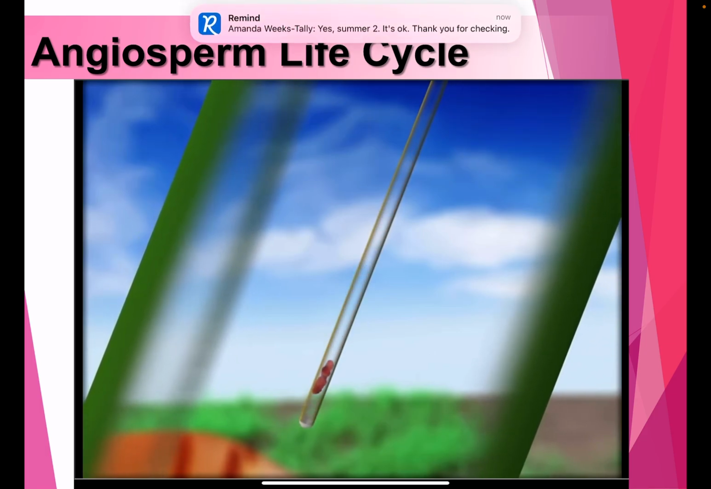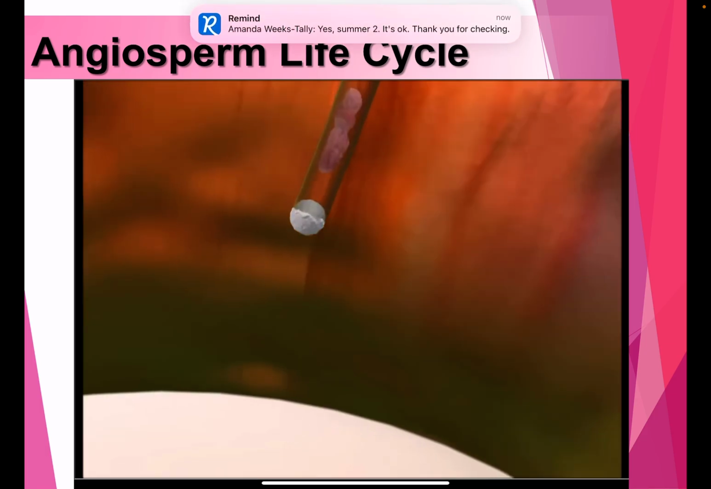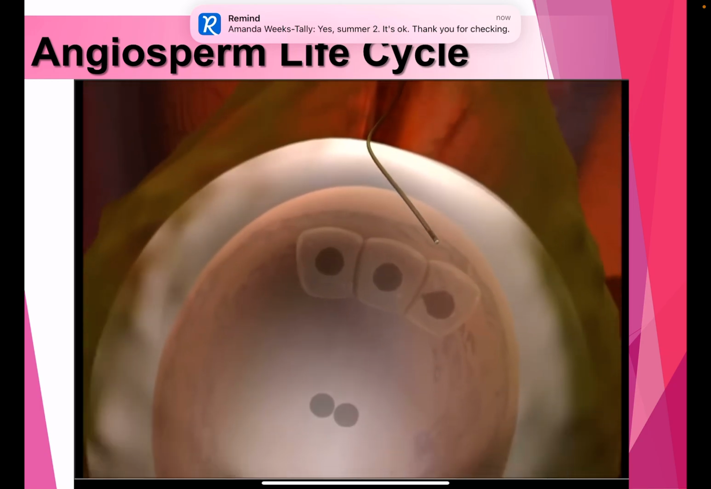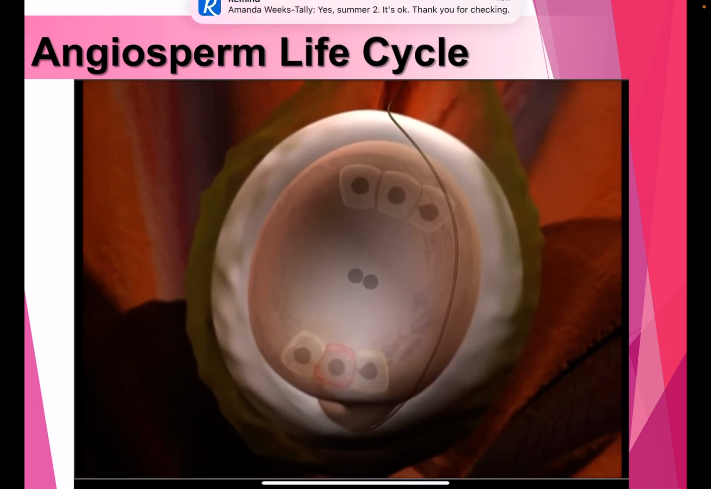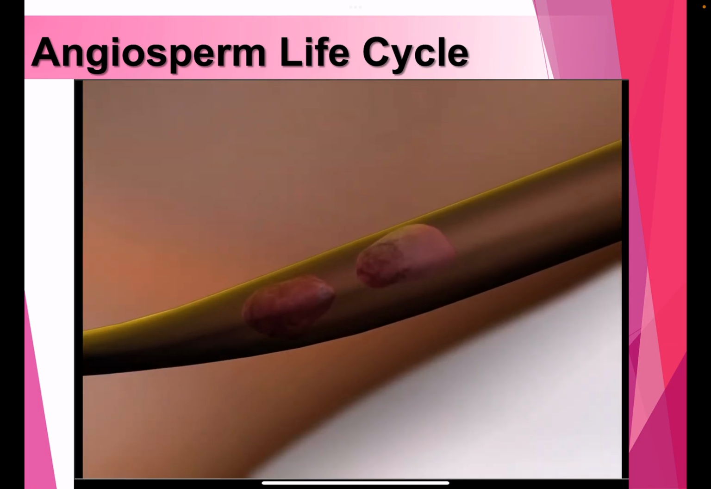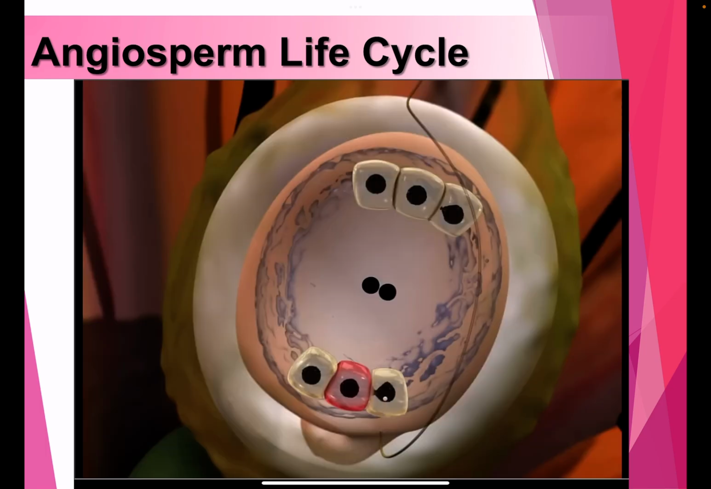The generative cell travels behind the tube cell nucleus, paving a way for it to go into the egg cell. Once near the ovary, it divides by mitosis to produce 2 haploid sperm cells. The pollen tube reaches the micropyle and releases the sperm cells into the embryo sac. One of the two sperm cells fertilizes the egg cell. This produces a diploid zygote, which will become the embryo.